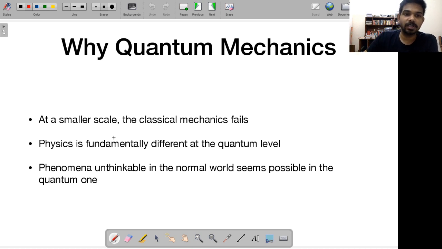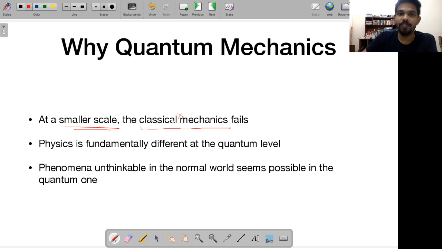What happens is, at a smaller scale, when we go to the atomic level, when you go to the nano level, classical mechanics, the traditional physics that we know, the usual laws of physics that are applicable in this macro world that you and I are familiar with, completely fail. A different law of physics is required to understand things taking place at the subatomic level.